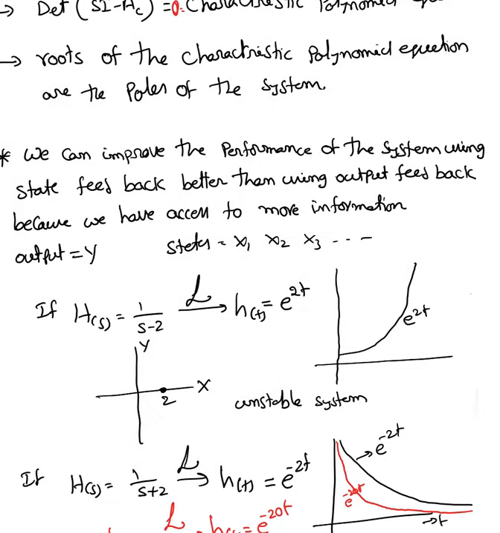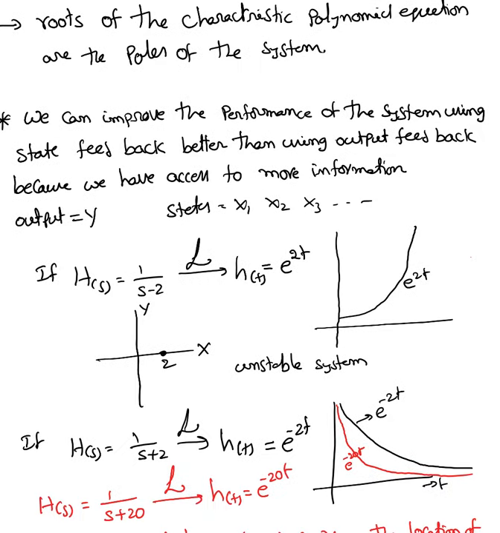Now, say a single pole system, h of s equal to 1 over s minus 2. So s minus 2 is nothing but the characteristic polynomial. When I make it equal to 0, s minus 2 equal to 0, that's the characteristic polynomial equation, s equal to 2 in this case. So 2 is right there. We know that the system is unstable.